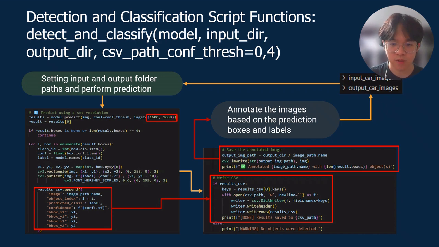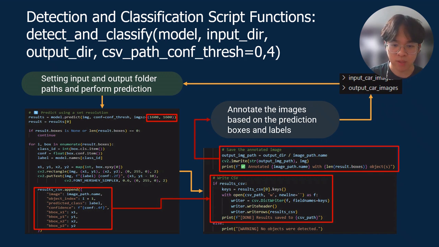Now you can see here at the beginning of the code, we have the input car images, where we will put in all of the real-life images that we want to test. Then we run this function at the input resolution of 1600. Then it will do prediction using the model.predict function. From there, we can obtain the coordinates of the prediction box in the format of x1, y1, x2, y2. Then we'll annotate the images based on the prediction boxes and labels.